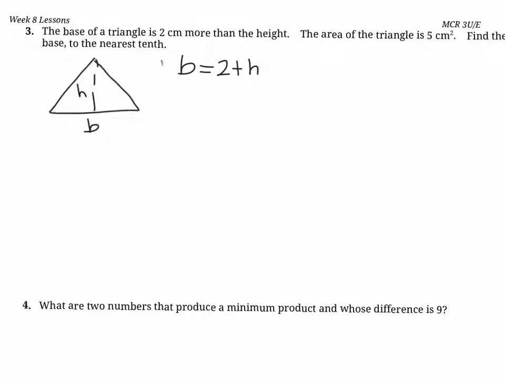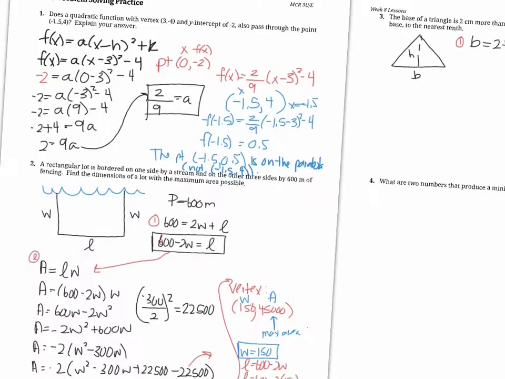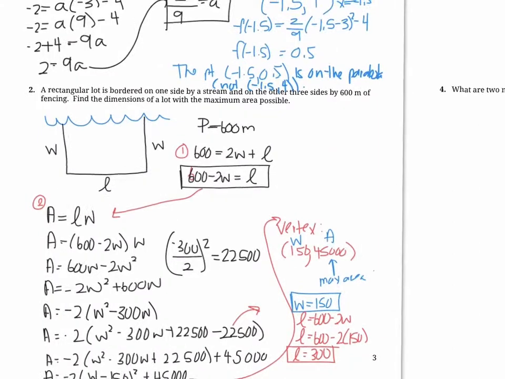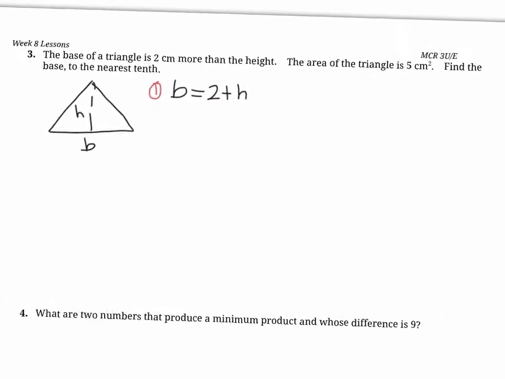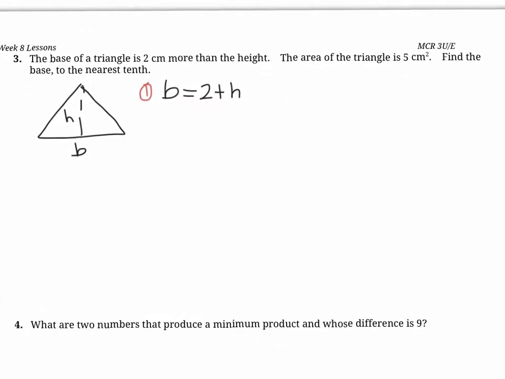We're given another piece of information, which is that the area is 5. Notice how in the previous example, we weren't given the area. We were just told the area was a maximum, so we didn't have a letter for A. We just had a clue that we were looking for the vertex. Here, this question must not be looking for the vertex because it gave us what A is. We're looking for a particular point.